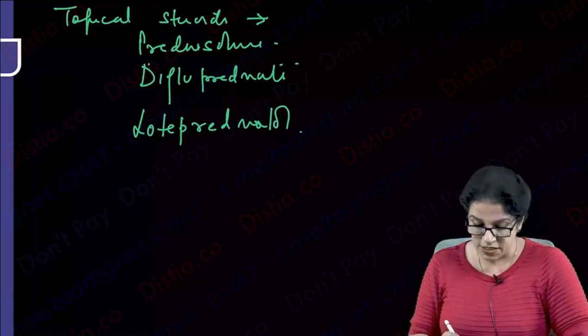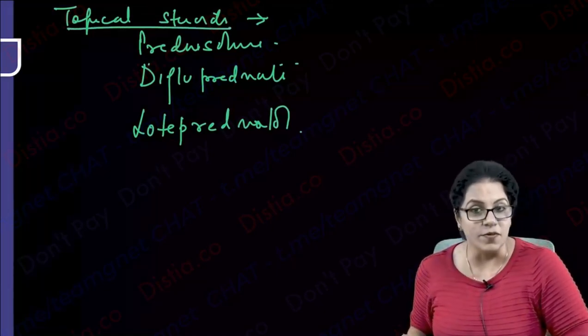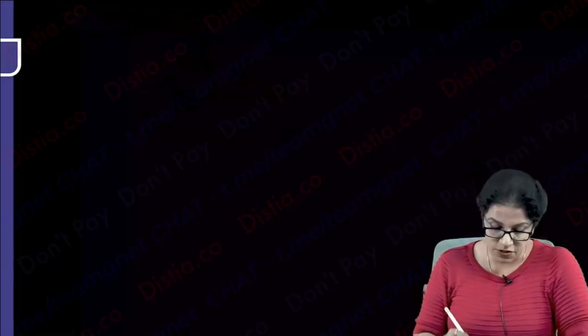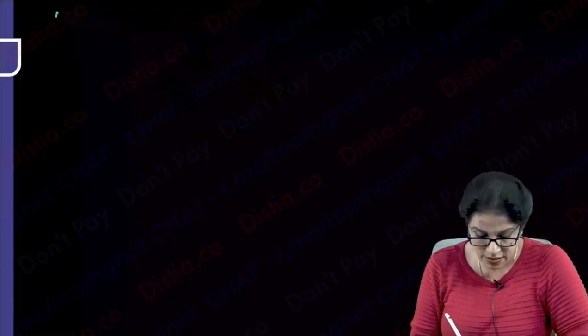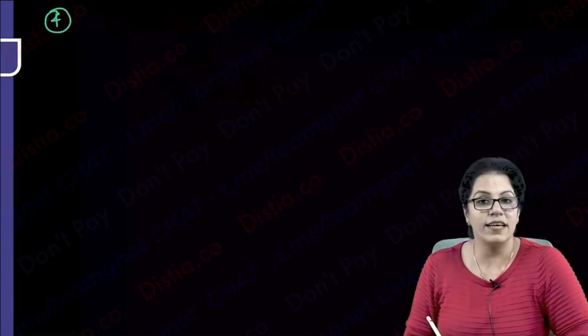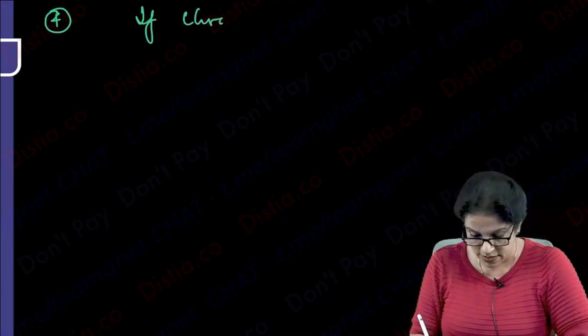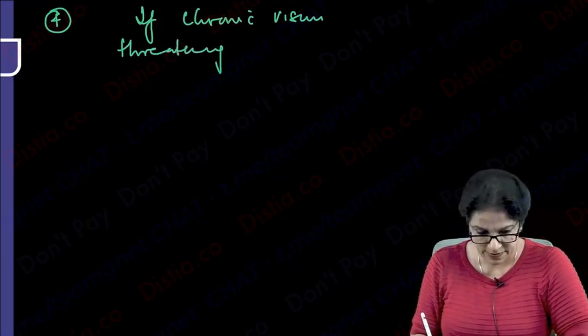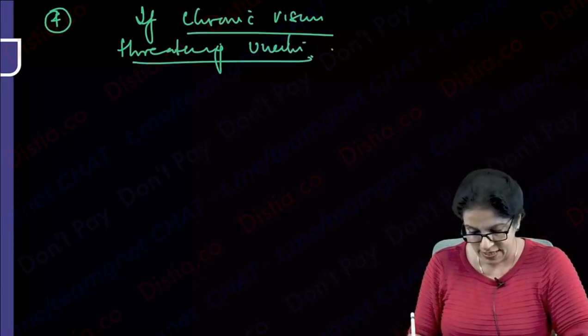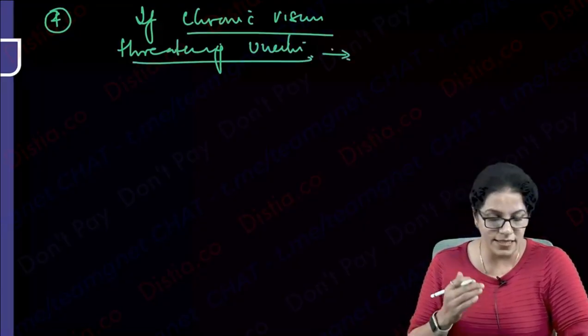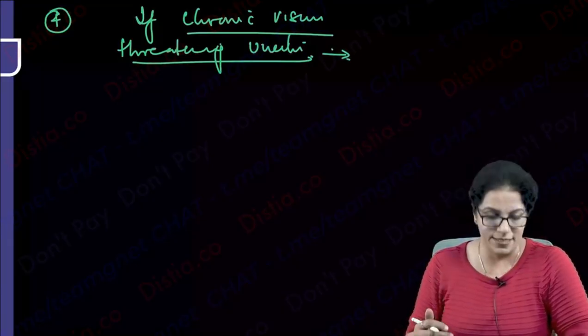Right? So these are the steroids which are commonly given. Okay, lastly, one thing which needs a mention, if it's a chronic vision threatening anterior uveitis. So if it is a chronic vision threatening condition, right? In this case, we can give monoclonal antibodies.